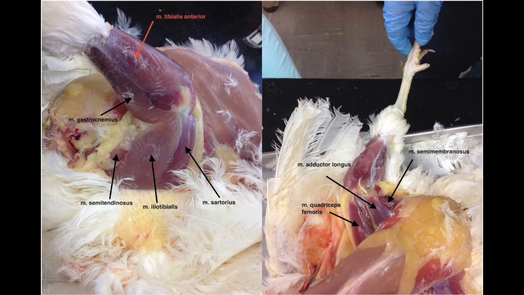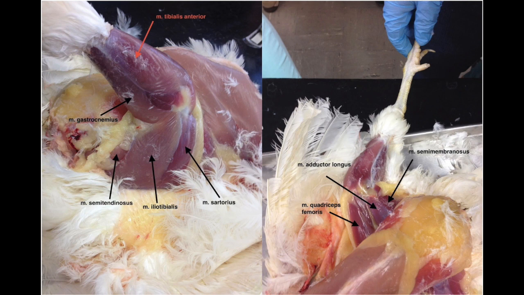The M. iliotibialis flexes the hip and extends the knee and lower leg. The M. sartorius flexes the hip and extends the knee. The M. semitendinosus extends the thigh. The M. gastrocnemius flexes the knee and extends the foot. The M. tibialis anterior flexes the tarso-metatarsus forward.